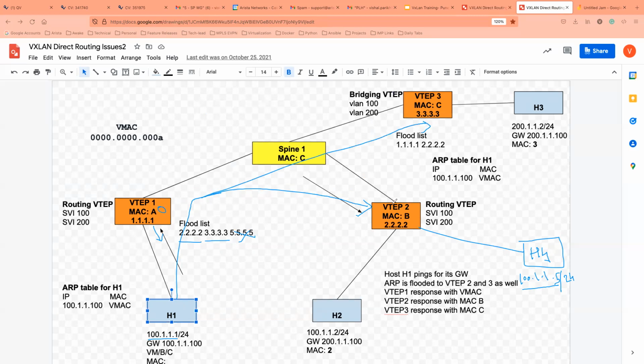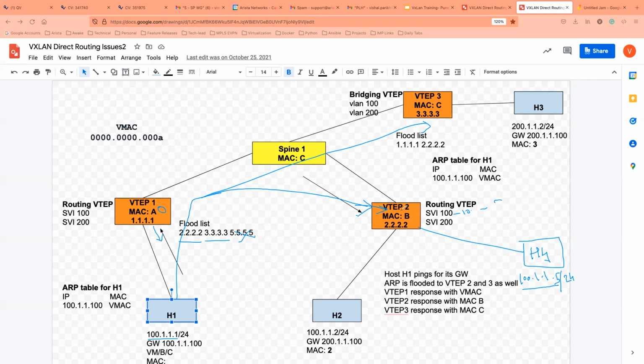So now VTAP 2 will see the destination IP is not 555, so it will not reply back. What will happen here? It receives the ARP request, and it will check whether the destination IP for which the ARP request has come is the gateway IP. If it is the gateway IP and 555, reply; otherwise, don't.